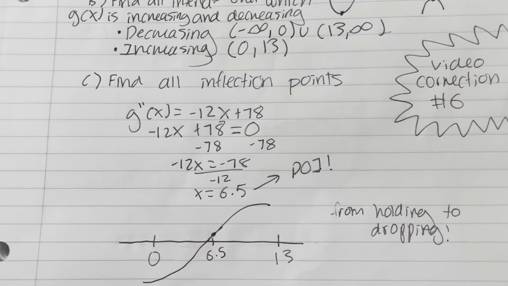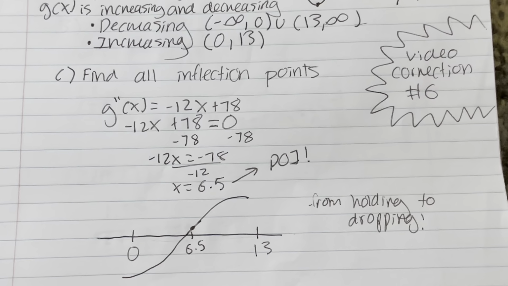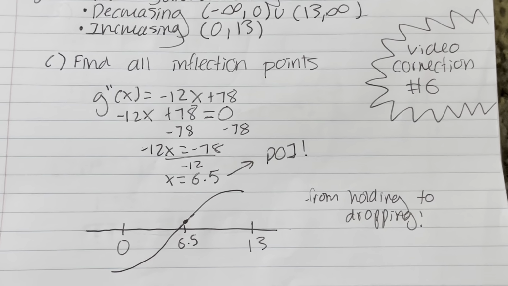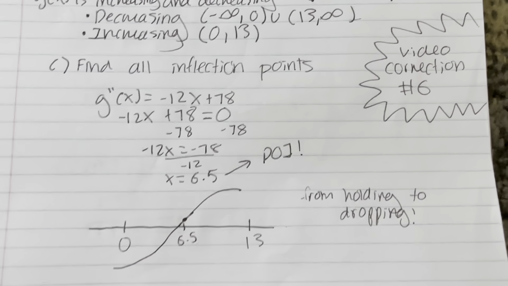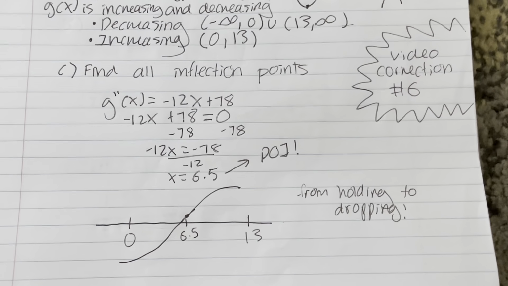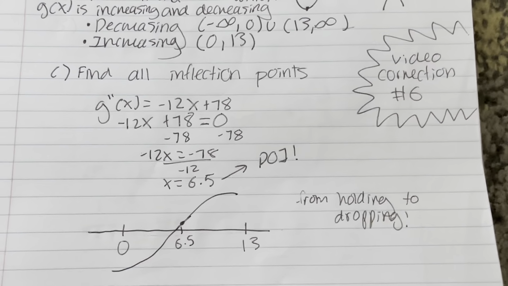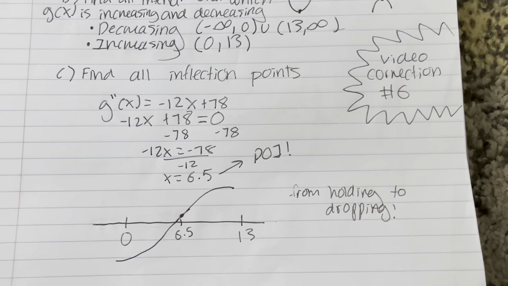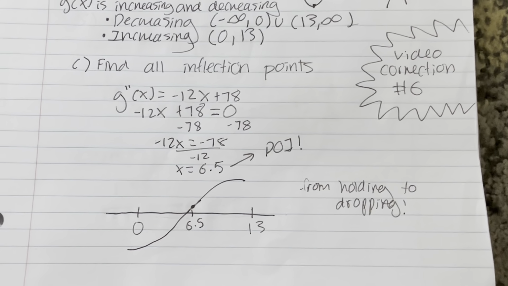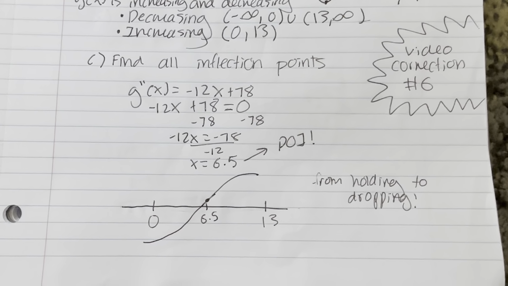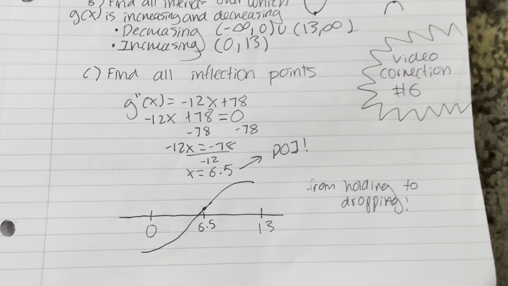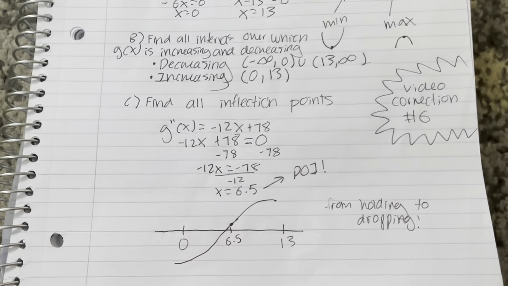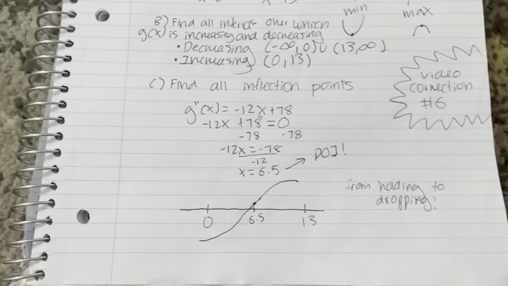I was confused. So g double prime of x equals -12x plus 78. You set that equal to 0, and then you have -12x equals -78. Divide the whole thing by -12, and you have x equals 6.5. Since this is a value reached by taking the second derivative of the function, you know it is a point of inflection. And you can see it go from one type of concavity to the next, and you can see the point of inflection at x equals 6.5.